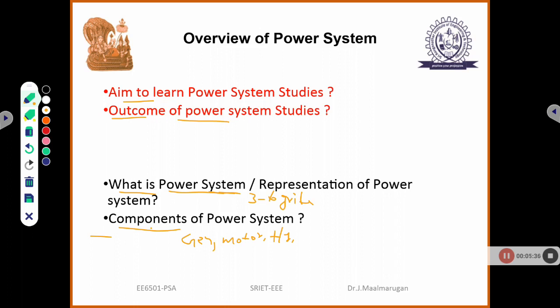Okay, so we discussed what a power system is. A power system is a three-phase grid in which generating stations feed energy, substations tap the energy, the tapped energy is transmitted to the distribution transformer, and the distribution transformer feeds energy to various loads. That is the representation of power system. Then the components of power system are generator, transformer, transmission line, distribution transformer, and insulator. These are the components of power system. Okay.